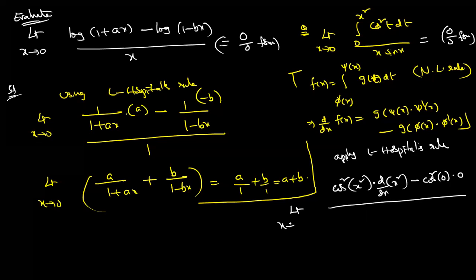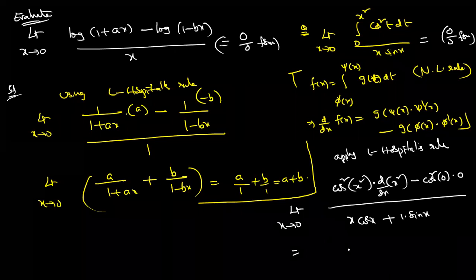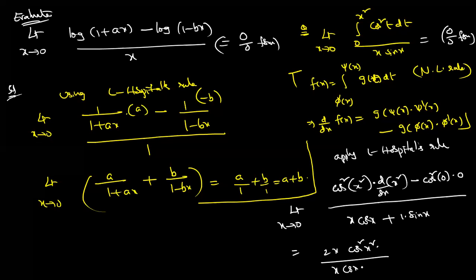So this is limit x tends to 0, divided by derivative of x sin x. Anyone having an idea? Product rule. Derivative of x sin x means x into derivative of sin x, which is cos x, plus derivative of x, which is 1, into sin x. That is the answer. Now, the question is not completed still. What is that? Cos square x square into derivative of x square, which is 2x, by x cos x plus sin x.